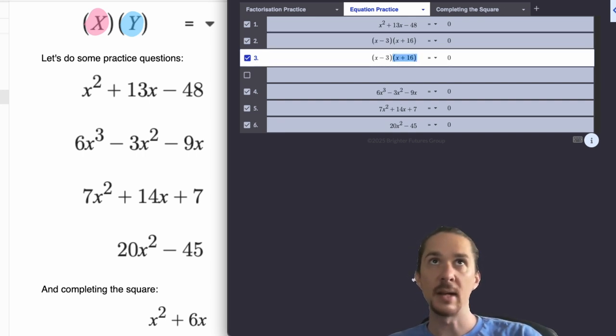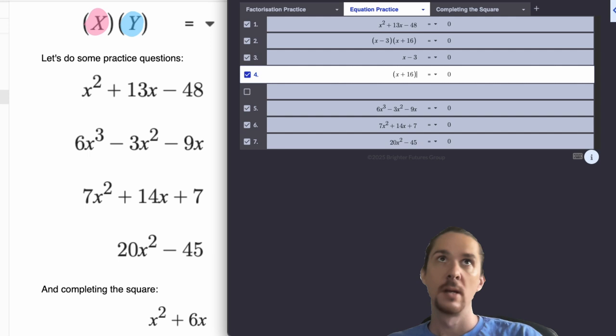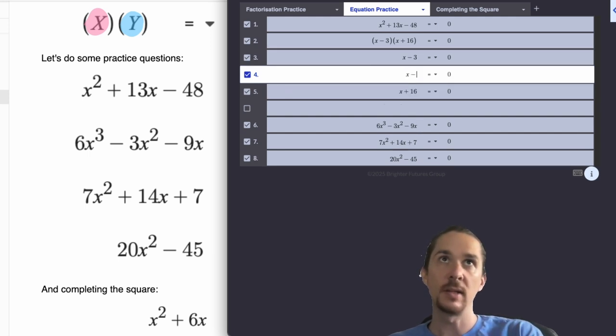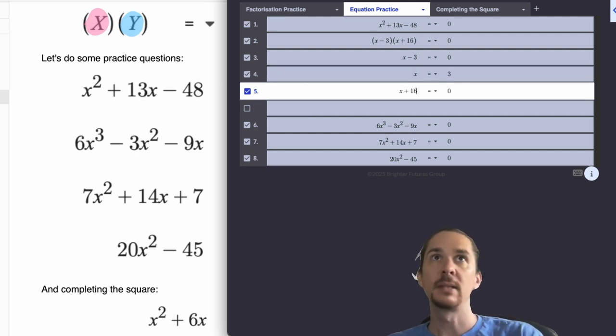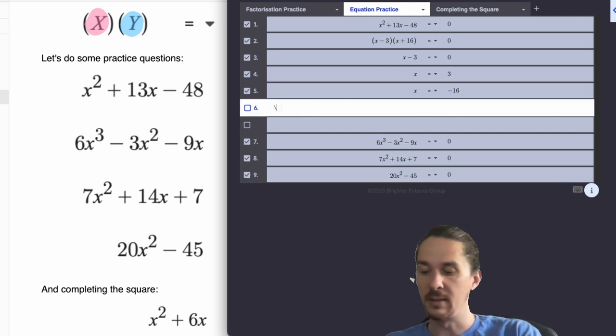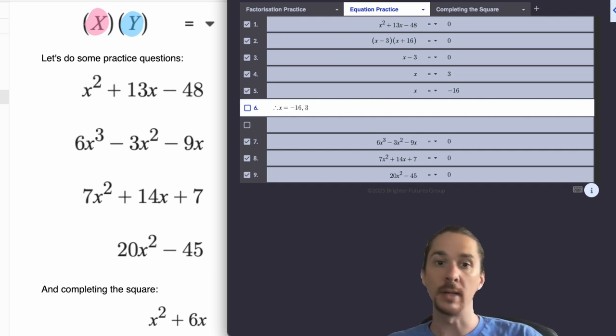That means that either x minus 3 equals 0 or x plus 16 equals 0. If x minus 3 equals 0, that tells us that x equals 3. And if x plus 16 equals 0, that tells us that x is equal to -16. And so what we say is that x can be equal to -16 or 3. There are two correct answers here.